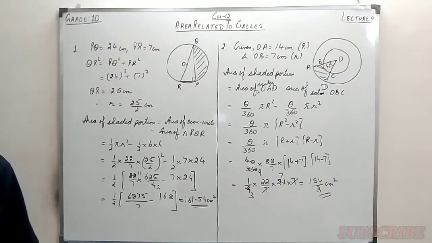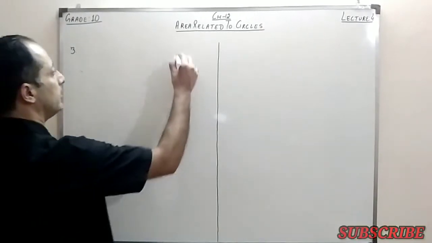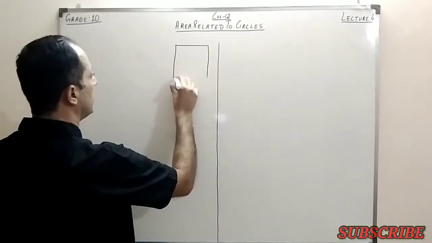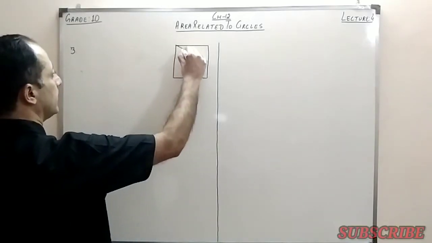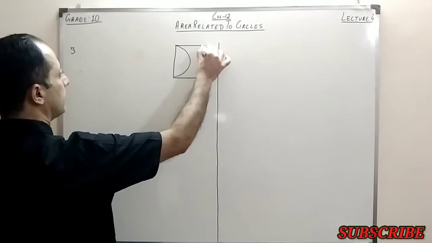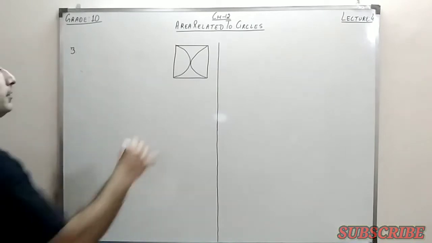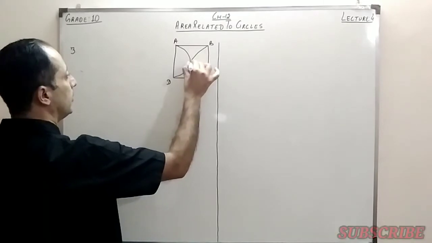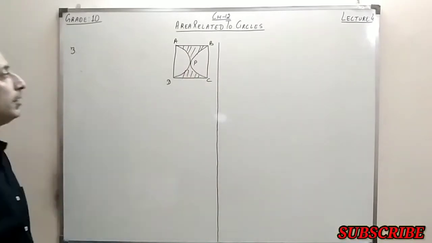Now let's go to the third question of the exercise. Question number 3. A square is given to us and two semicircles are drawn in between. Two semicircles. So how they are drawn, let's see. One is from this side and the other is from this side. Let's name the points. This is A, B, C, D, and this point where the two semicircles meet is P. So again, quite a simple question.